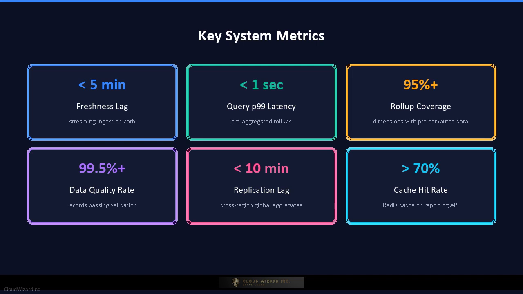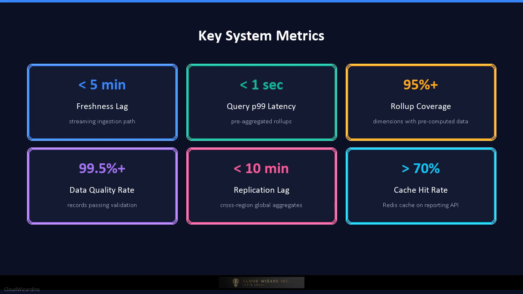Query P99 latency. Pre-aggregated queries should be under 1 second, ad-hoc queries under 30 seconds. Rollup coverage. The fraction of report dimensions that have pre-computed rollups available, target above 95%. Data quality rate. The percentage of ingested records that pass all validation checks, target above 99.5%. Cross-region replication lag. The delay for global aggregates to propagate across regions, target under 10 minutes.